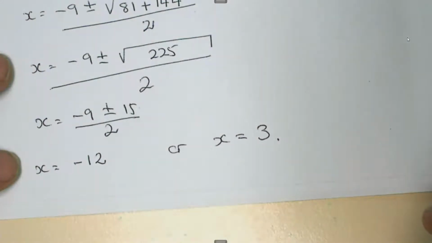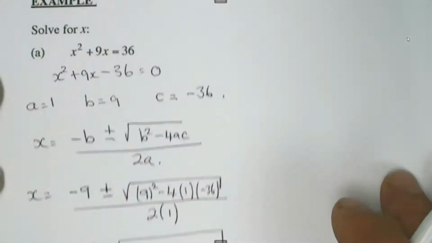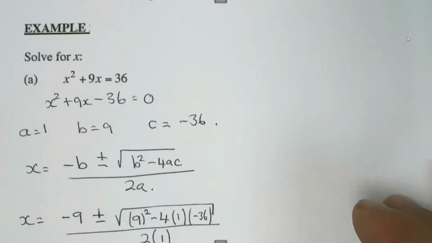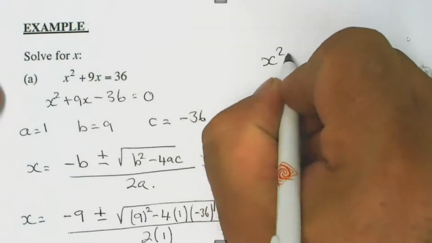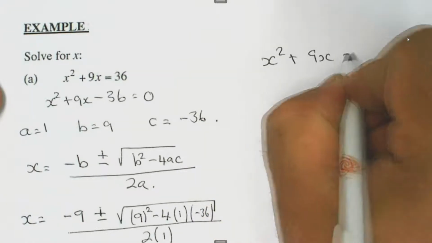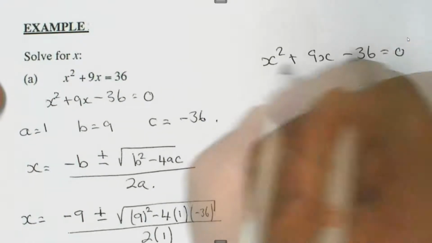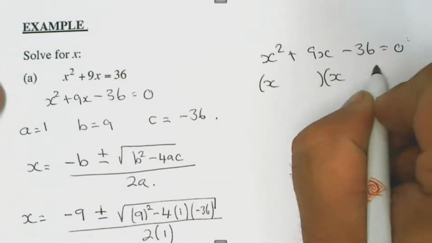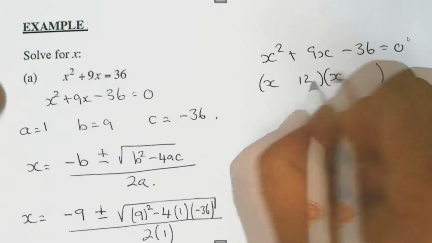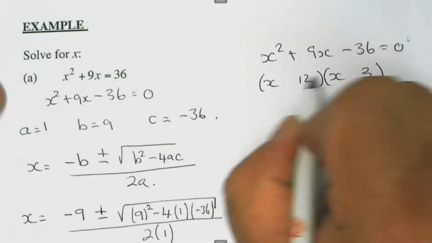And in this case, they asked us to use the quadratic formula to solve for this, but we could have also solved for it by using the factors. We could have said it is x squared plus 9x minus 36 is equal to 0. Factors of x squared is x multiplied by x. Factors of 36 is 12 and 3 will give you 9.